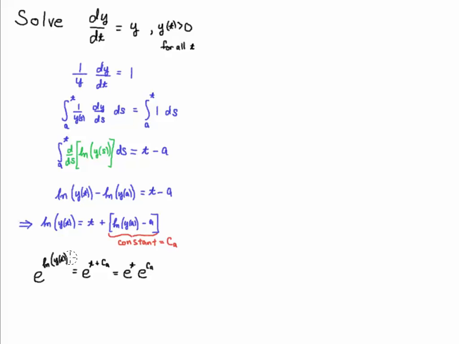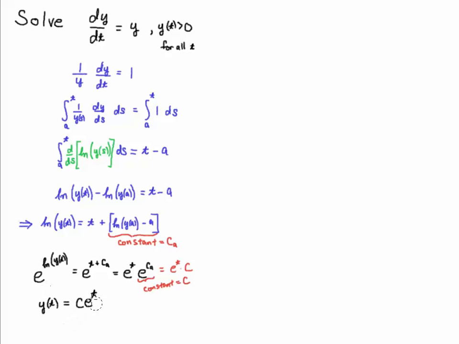I'm just going to use the laws of exponents. Whenever you add exponents, that means you must have multiplied the same bases. And then that just simplifies. The exponential and the natural log are inverse functions, so the y of t just drops down. The e to the c_a, I'm just going to call that a constant as well, a constant C. So I have e to the t times C, or I can put the C in the front, and I get the solution to this ordinary differential equation.